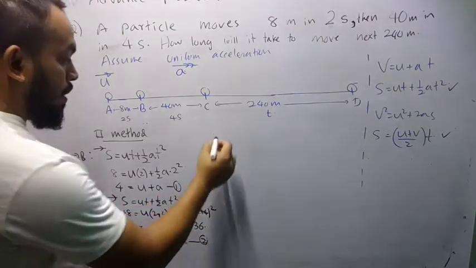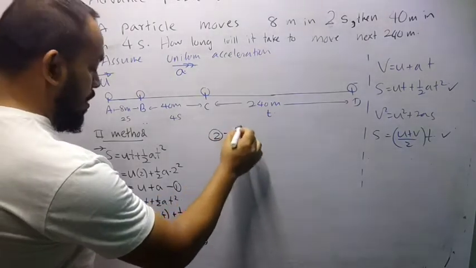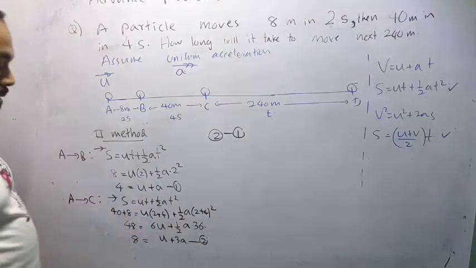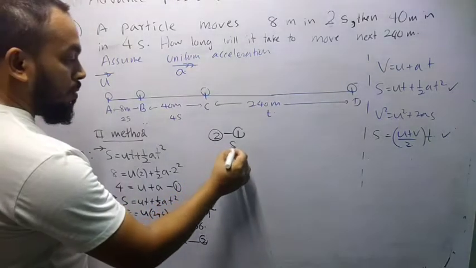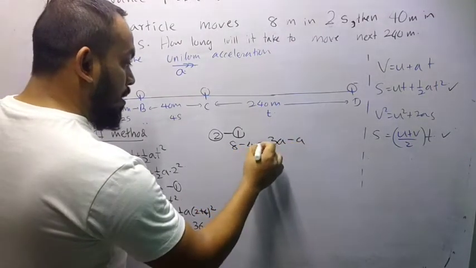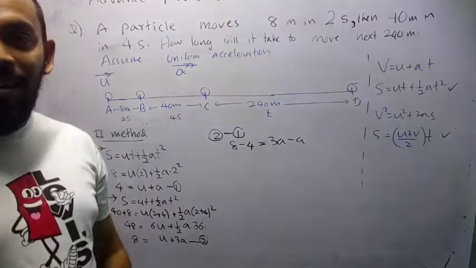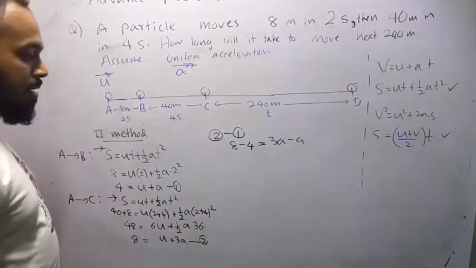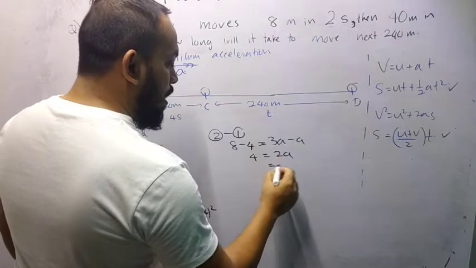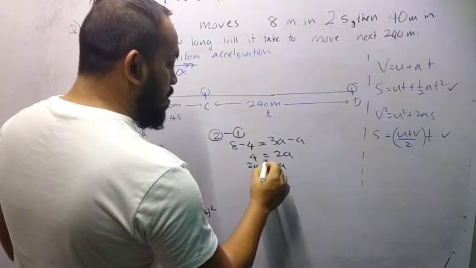If I get 2 minus 1, u cancels out. 8 minus 4 equals 3a minus a. In maths you can just write the answer directly. So 4 equals 2a, therefore a is 2 meters per second squared.